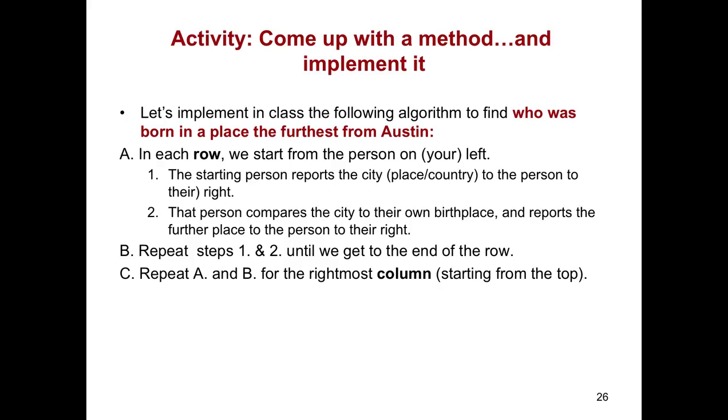Now, let's actually come up with a method and implement it. This is also going to show how parallel computing works, just for a very brief moment. So we're actually going to find an algorithm to find who was born in this class furthest from Austin. Furthest away. We might need the help of Google Maps, but we'll do it anyway. So one solution is that everybody yells their place of birth. It's not a very practical one.